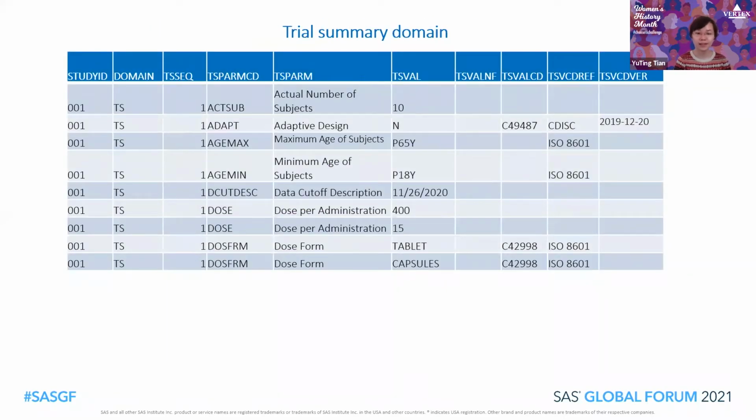So this slide is the output of the code from the former slide. And here we see we have 11 variables. The study ID is 001, the domain is TS. And we set two drugs, drug 1 and drug 2. The TS_parm_CD variable is a short name of the parameter, such as ACTSUB, AGmax, and here. And TS_parm is a term of the parameter corresponding with the TS_parm_CD, such as actual number of subjects and maximum age of the subjects. Next slide, please.